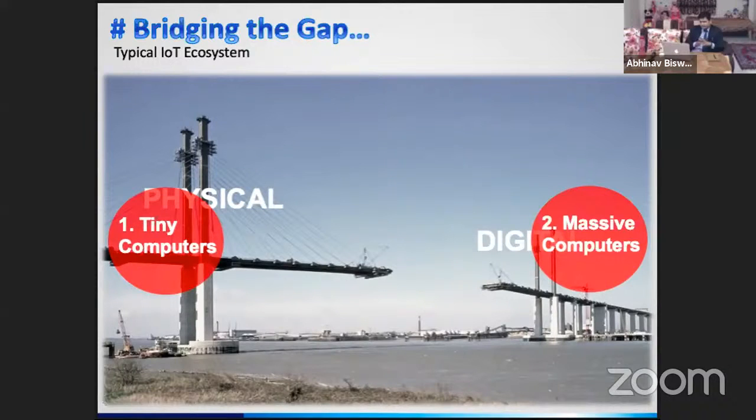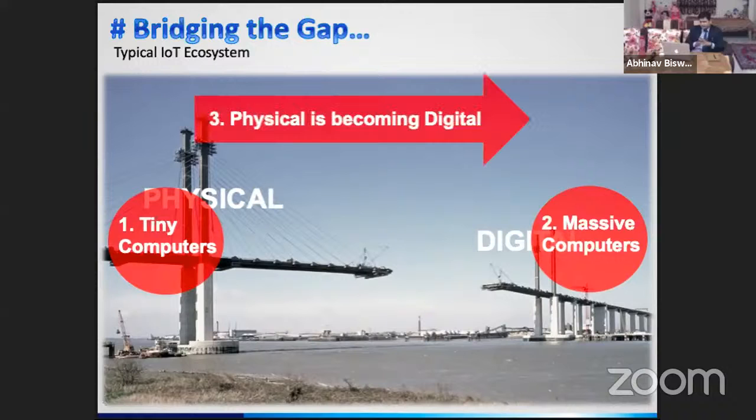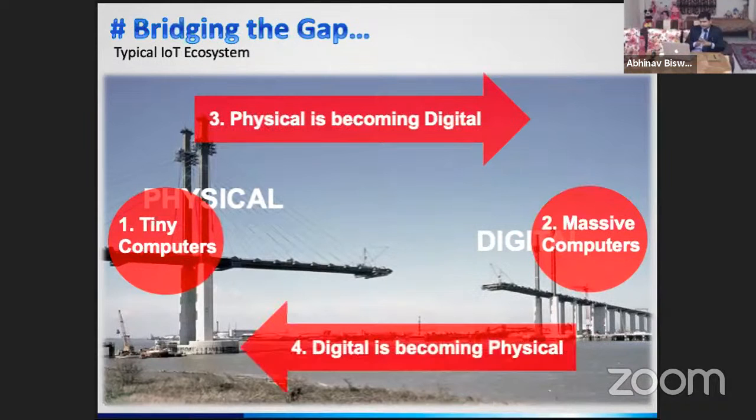So they are getting connected in ways that allow the massive computers, the servers, to ingest the data, getting connected in ways that allow the physical to become digital, so that those massive computers can ingest it and take it as an input and give output. The actuators can take decisions. That is how a typical IoT system actually works.